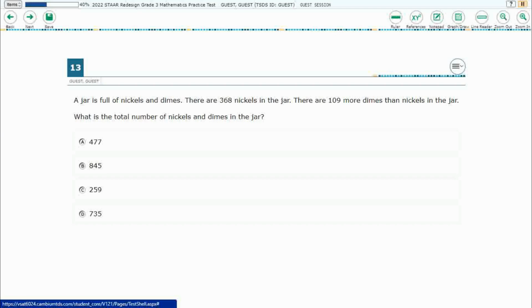So we have a jar full of nickels and dimes. There are 368 nickels in the jar. There are 109 more dimes than nickels in the jar, and now we need the total number of nickels and dimes. Okay, so it seems like it's really simple, but it's actually kind of tricky.